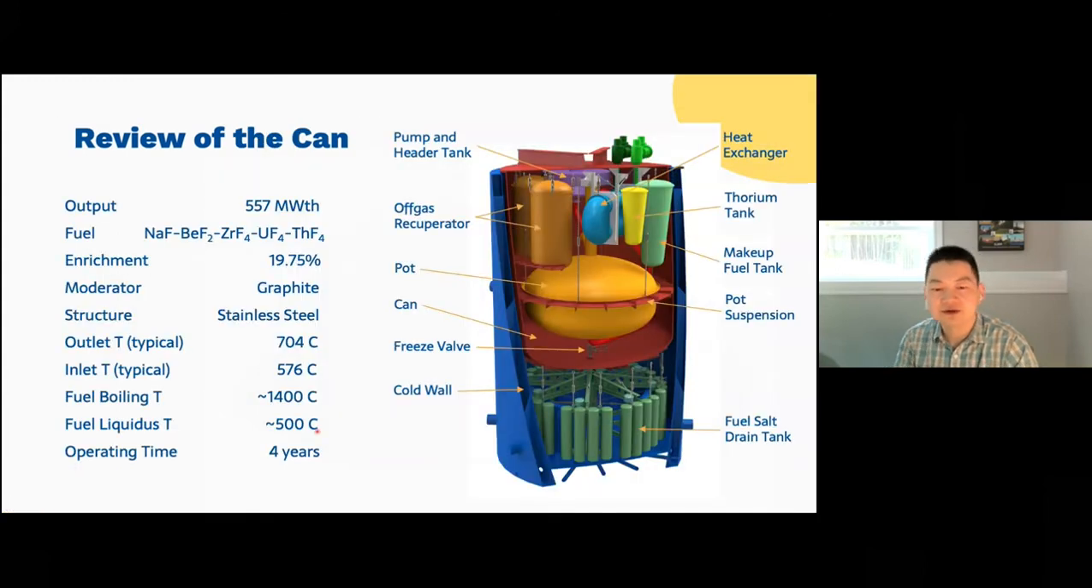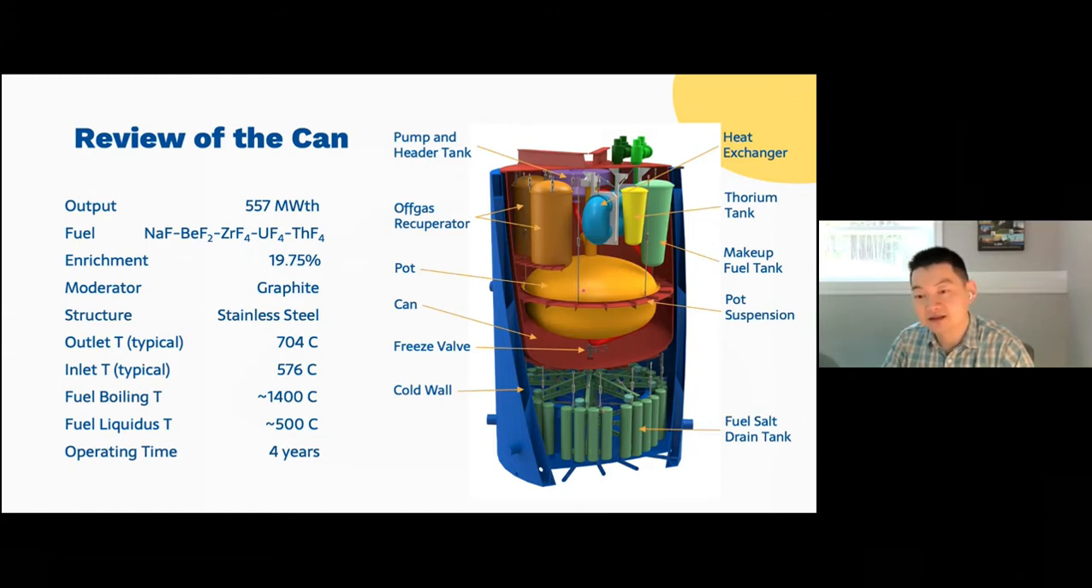Okay, so let's take a closer look into the can. Now, this part is the can, and then under the can, it's a fuel salt drain tank. And outside of the can is the cold wall. So the cold wall basically cools the can and fuel salt drain tank passively through natural circulation of water.